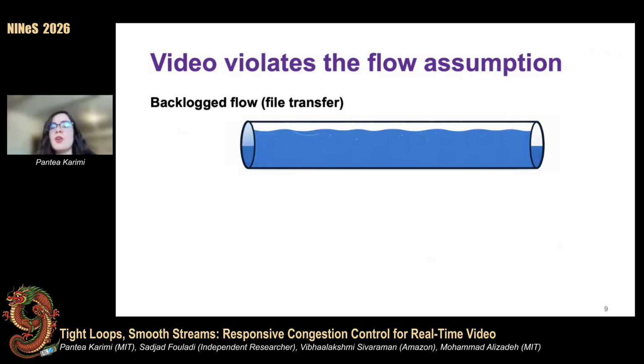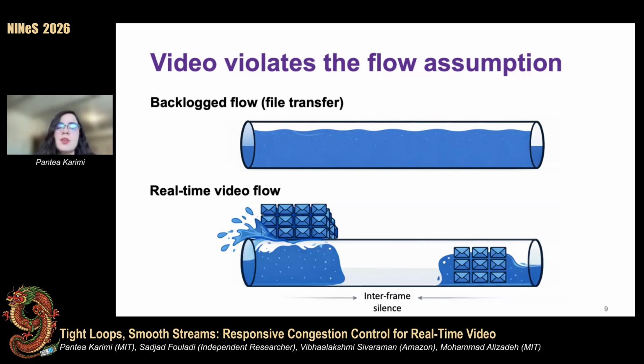The reason is that video violates the fundamental assumption that most congestion control algorithms have. Most congestion controllers are designed to work on top of a backlogged flow, like a file transfer, where there is always data to send. Real-time video, however, is different. It comes in bursts, one frame at a time with silence in between. So instead of a full pipe, the congestion controller gets bursts and pauses, and sometimes underflows and overflows. And during these pauses, the congestion controller loses its feedback signal.